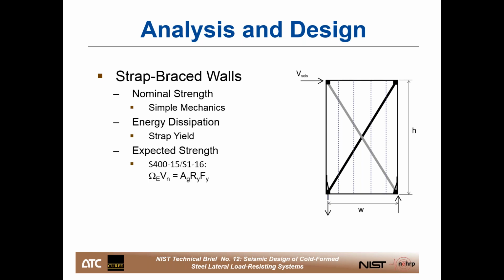And the expected strength in S400-15 with the 16 supplement was based purely on the strap's nominal yield strength multiplied by a factor RY to account for statistical variation in the yield strength of the steel. And those values of RY were published in S400. They still are published in S400, of course. Now in S400-20, the V-finish term that we introduced for shear walls is also included for strap braced walls, which results in higher values of expected strength. So the expected strength in S400-20 is the old expected strength plus a little bit for added finishes.